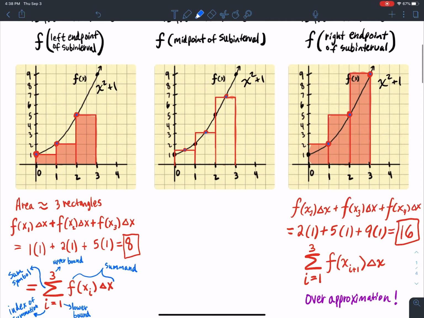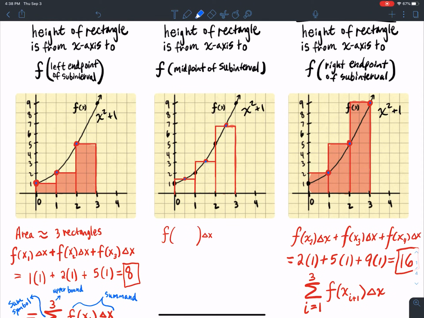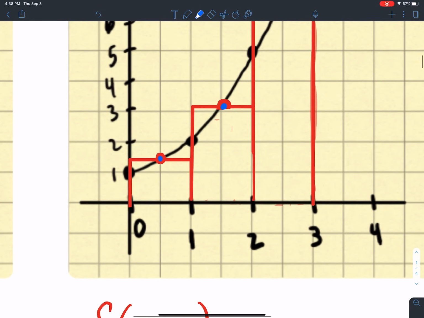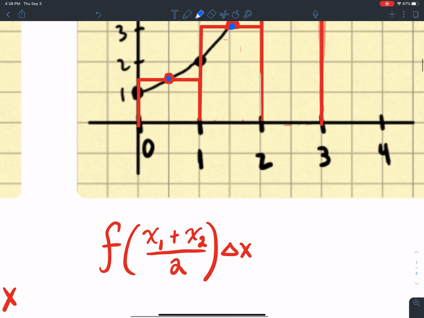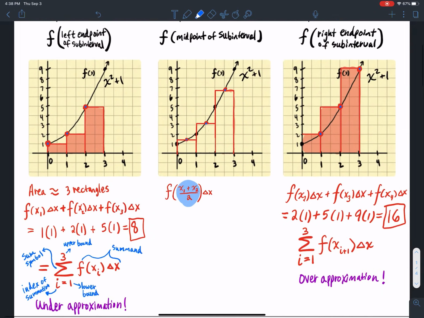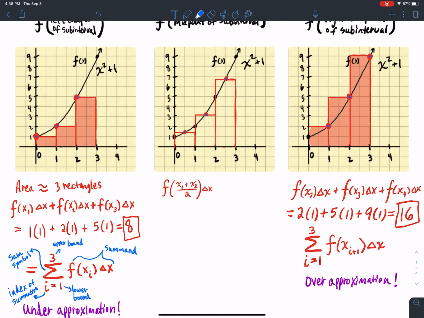The midpoint rule, you can probably tell from geometry here. How do I find the midpoint of an interval? I add the 2 here, and then I divide by 2. And so that will get me the midpoint there. So that's exactly what I'm going to do. I'm going to add x1 plus x2, and I'm going to divide by 2 to get the average, that midpoint. It's just like your midpoint formula. So we evaluate at that point, and we do that for each of the midpoints.